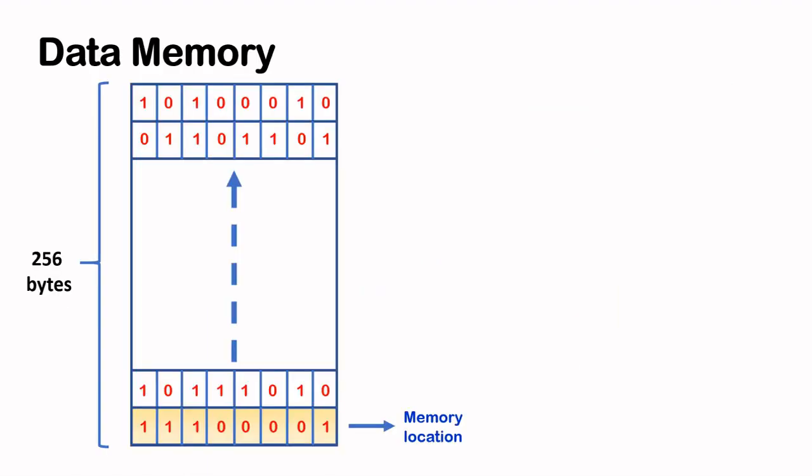Memory organization. The microcontroller or microprocessor memory consists of millions of bits of information. These are represented here in this diagram, bits of information. It could be a 1 or a 0. Now these bits, collectively, are organized as a group, and each group that is 8 bits or a byte is known as a memory location.